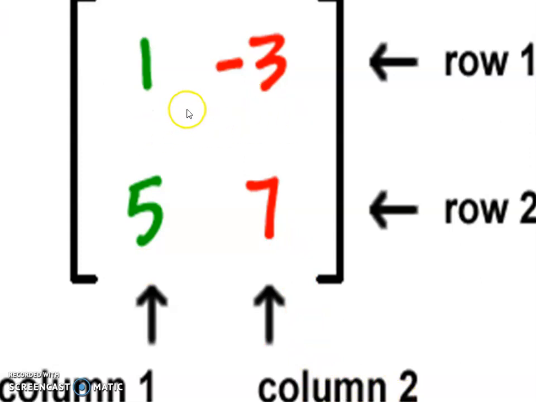I explain again the position of the elements, how we have to determine. The first row and first column element is 1. First row, second column element is minus 3. Second row, first column element is 5. Second row and second column element is 7. The horizontal lines indicate rows and the vertical lines indicate the columns in the determinant.